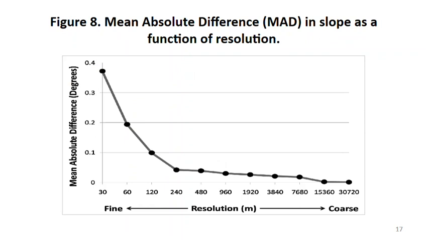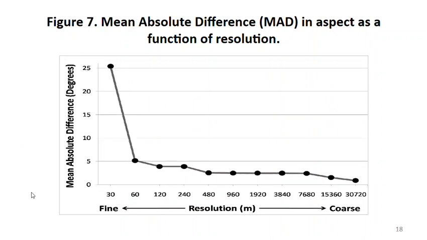We see that as we coarsen and increase the pixel size, the mean absolute difference decreases. This was shown in the other graphs. We see almost an exponential decrease in mean absolute difference. This is between slope as a function of resolution, and this is aspect as a function of resolution.